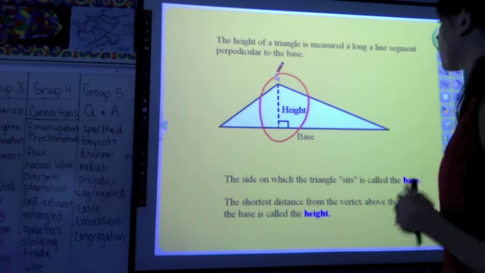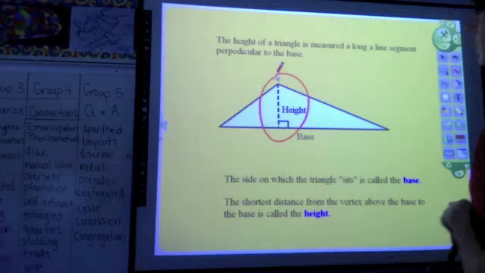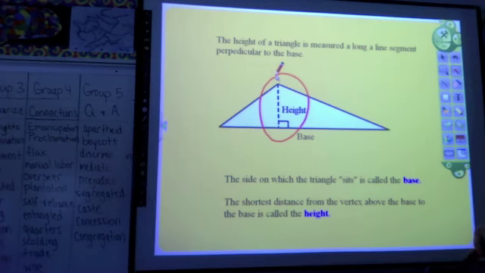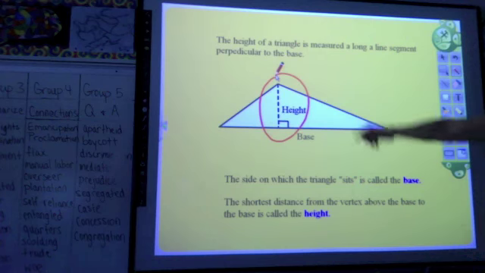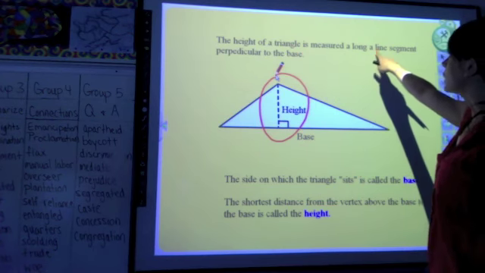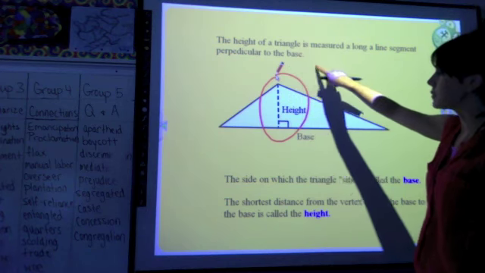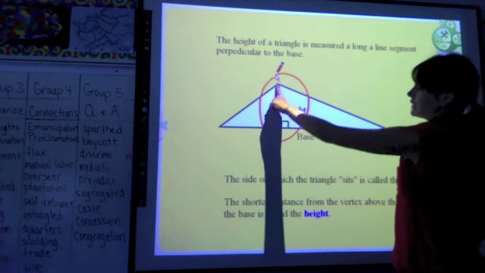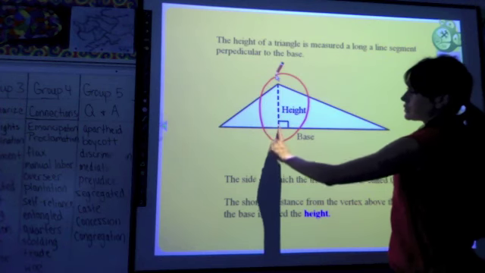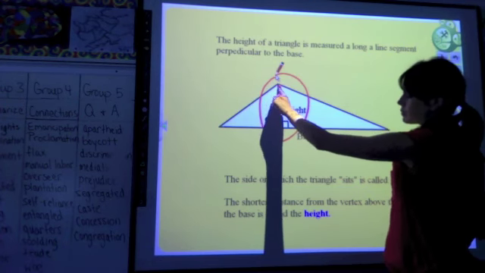Today's lesson is on finding the area of a triangle. So we're going to start by looking at the base and the height of a triangle. The height of a triangle is measured along a line segment perpendicular to the base. So you can see here we have our height. It's perpendicular to the base and it ends at the vertex right above the base.